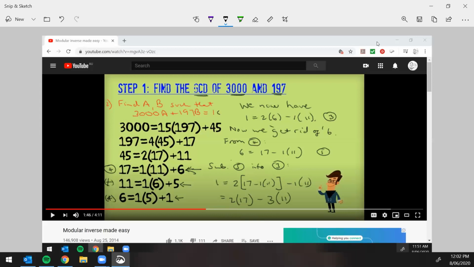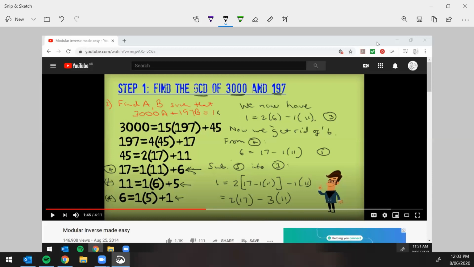Okay, so what we've done is we've made a lot of progress. We want to express 1 in terms of multiples of 3,000 and multiples of 197. And now we've expressed it as multiples of 17 and multiples of 11. Now, I don't think I want to go through the whole thing because it'll take too long. I like to keep these videos reasonably short. So I hope now you can see the next step.